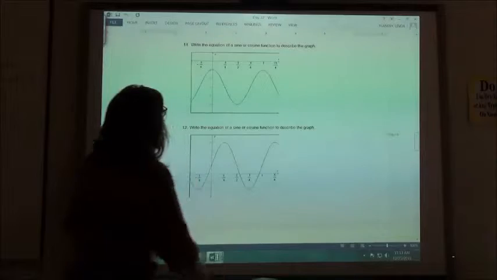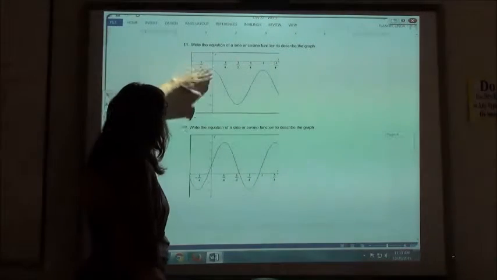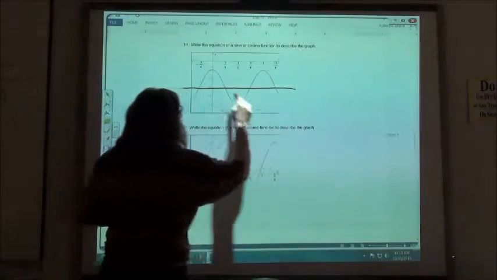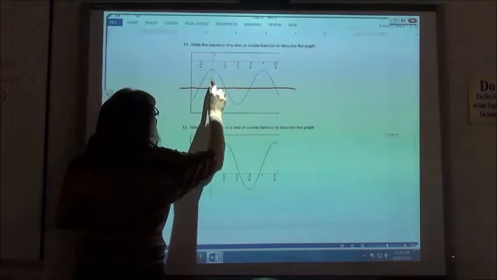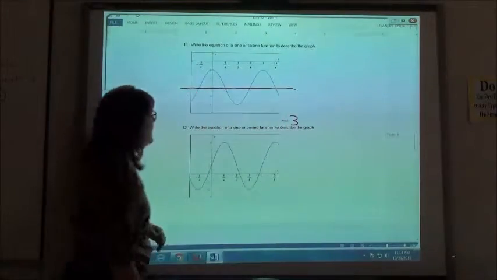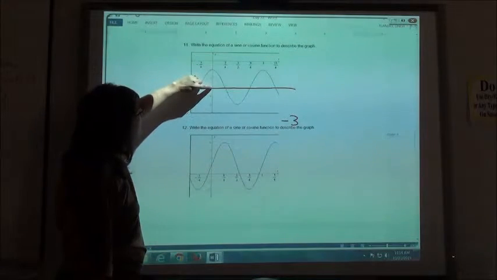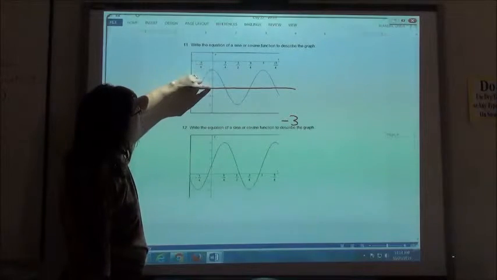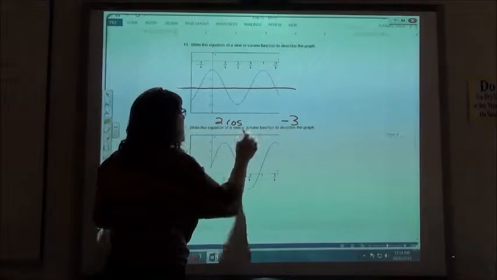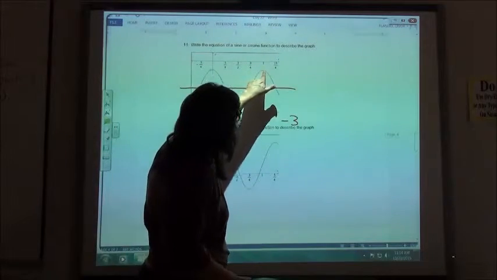So on number 11, if I look at my graph, again, this one has a shift to it. If I look for where the middle of this graph is, the middle of my graph would be right here. So it ended up shifting 1, 2, 3 down. And so I'm going to have a minus 3 on the end. So if I think of this as normally like my x-axis, this one again is going to be the cosine curve. It's starting 1, 2 up. So I'm going to have 2 times the cosine. And then one complete cycle ends over here at 3.